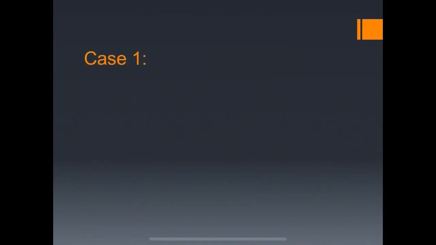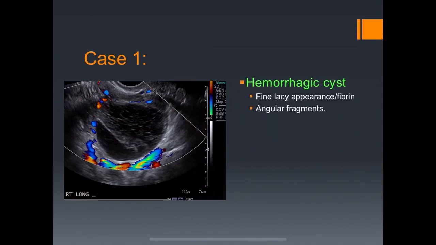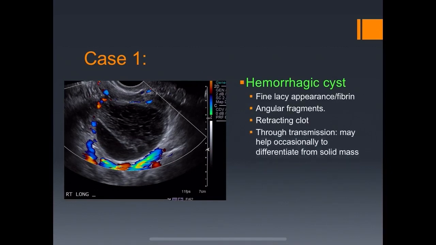So let's go to case number 1. So these are 3 different patients. So this first patient, where I gave one image, the first patient with the right adnexal pain. So this is typical of a hemorrhagic cyst. It has this lacy appearance, these angular fragments and lines retract, consistent with a retracting clot. Through transmission may help differentiate this from solid masses, usually resolve in 6 to 12 weeks. Can lead to ovarian torsion, however, if large enough.